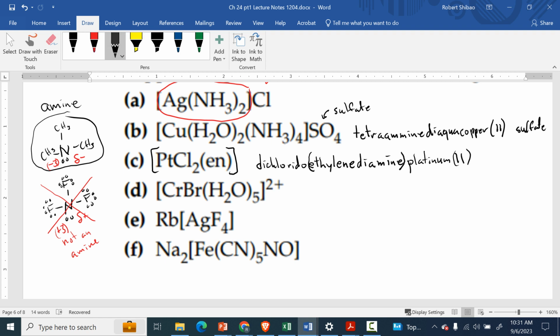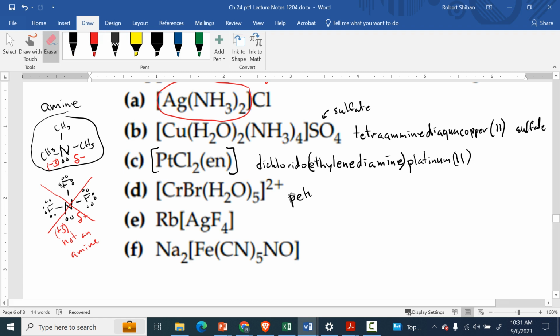All right, going to this next complex, we have a complex cation here, a 2+ cation. And so what do we name first? Chromium, bromine, or water? Water, because this is alphabetical, and we don't call it water, we call it aqua. So it's A for aqua, not W for water.